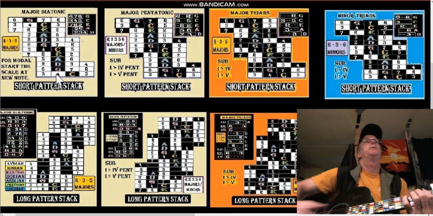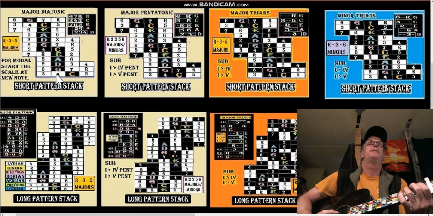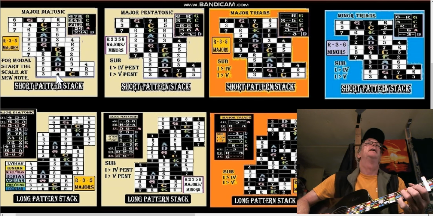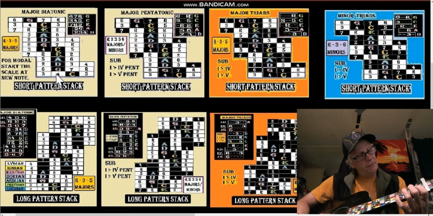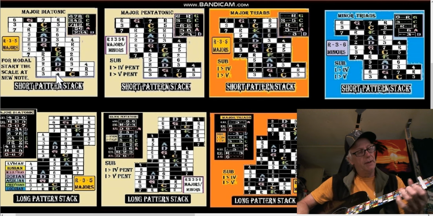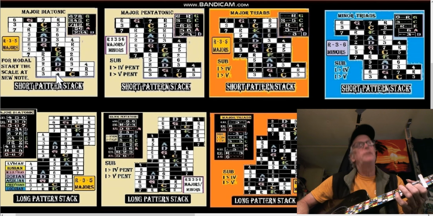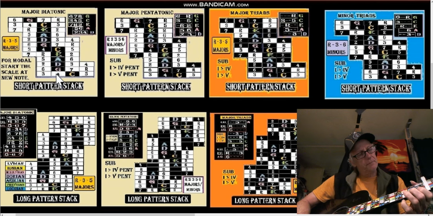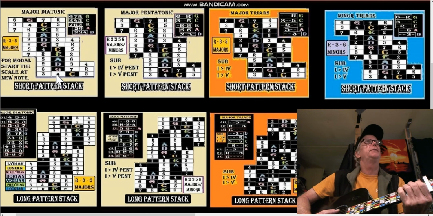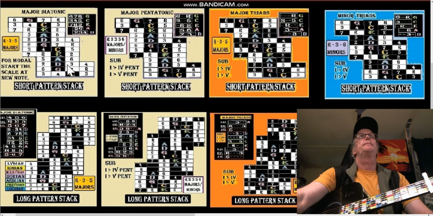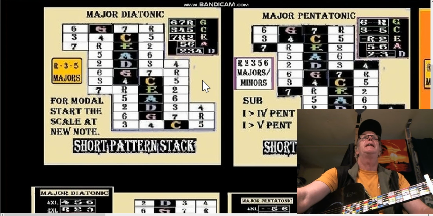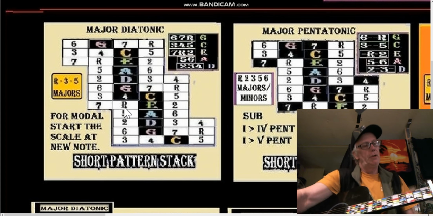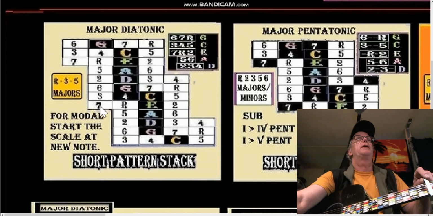Major diatonic, we'd go 5, 4, 5, 6, 7, root, 2, 3, 4. Okay, and then 5, 5, 6. Okay, 7. Oh, this is our root 2. Okay, let's do that again. So that would be actually the E pattern. So the E would be the 7th.